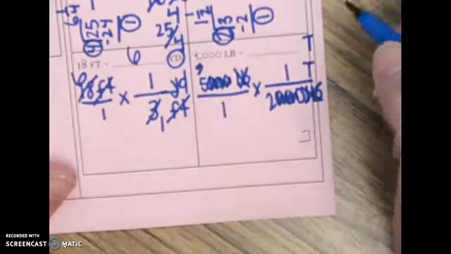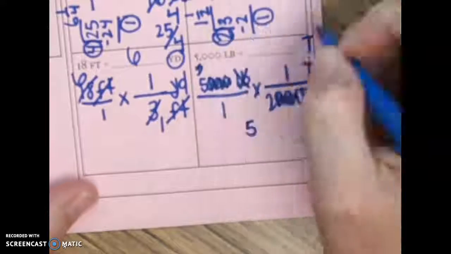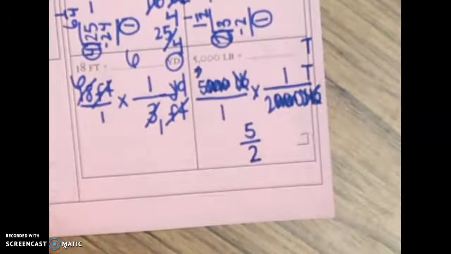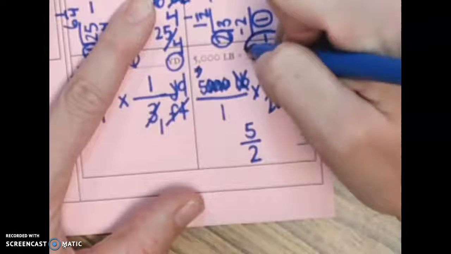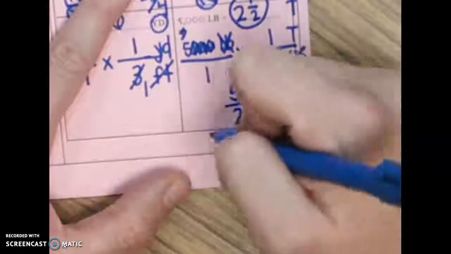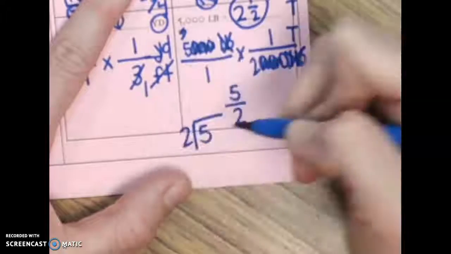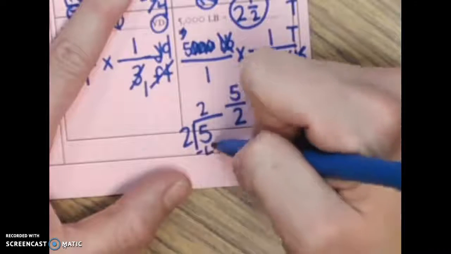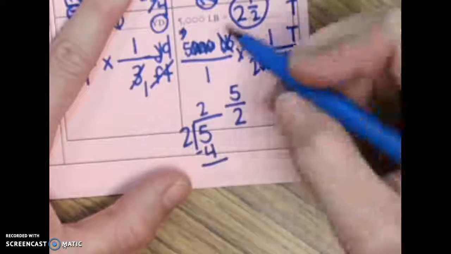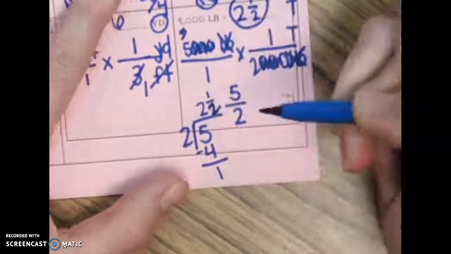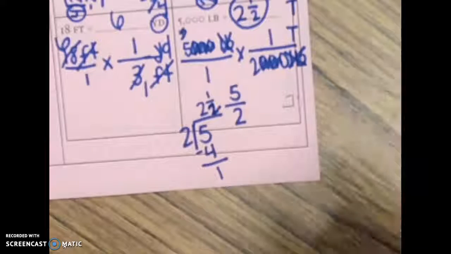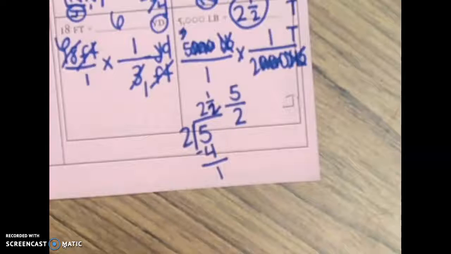So 5 times 1 is 5. 1 times 2 is 2. 2 goes into 5 twice. And you have 1 left over, right? If you can't do it like that, you're going to do 5 divided by 2. 2 times 2 is 4. 5 minus 4 is 1. So we get 2 and 1/2. But you guys, those of you that actually changed your improper fractions to mixed numbers, you did really good with that. You didn't get your numbers confused, so that's really good.